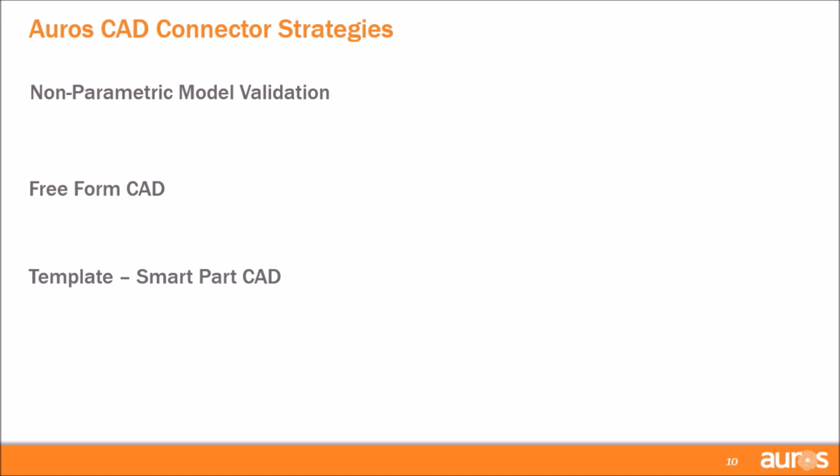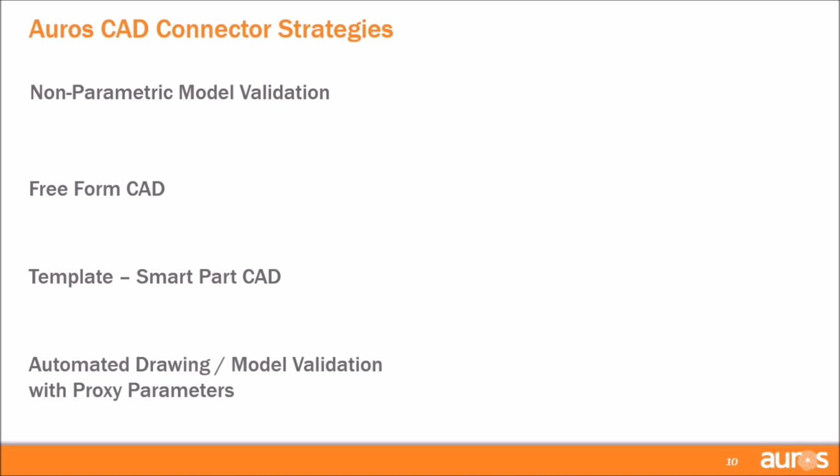And then the last one we're going to go through is automated drawing or model validation with proxy parameters. And this is a term that many of you haven't heard us use before. Proxy parameters are basically connector-generated automations. It's KBE that runs within a drawing or a model. And during the execution of those automations, a parameter is created and a value is assigned. What this does is give us the ability to assign parameters to objects within the CAD environment that typically do not have a parameter assigned to them.